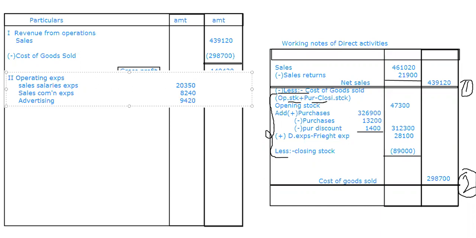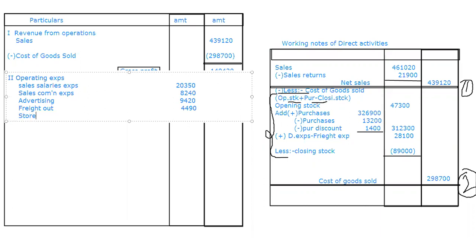9,420. Then after advertising, next is freight out. Freight out means it is freight on sales. So freight on sales, we will take it in the P&L.